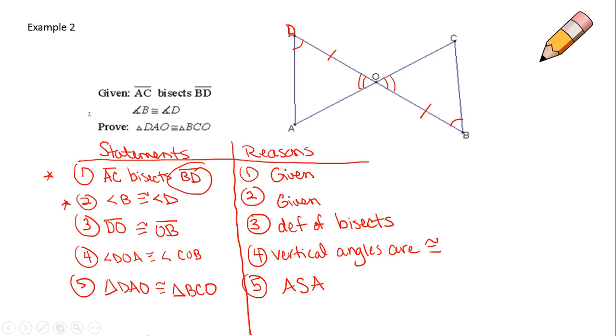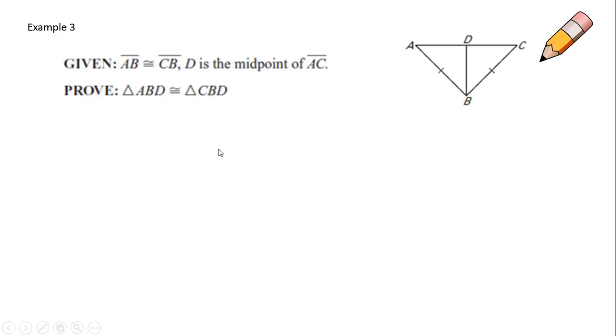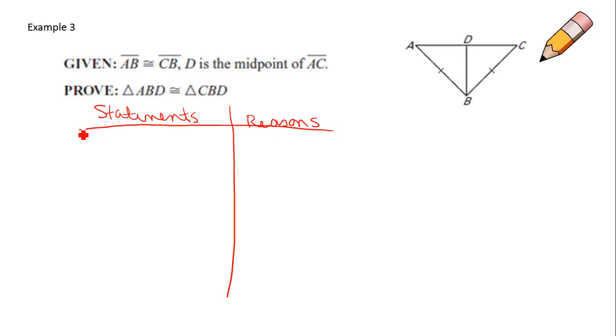Okay, so let's look at a third example here. This one has the word midpoint in it. So we're given some information. Some information looks like it's marked on the picture, some isn't. And we're going to go ahead and once again write our statements and our reasons to prove these two triangles congruent. So given AB is congruent to CB, and also given D is the midpoint of AC. You'll see me abbreviate a little bit there. Steps 1 and 2, once more, both given.